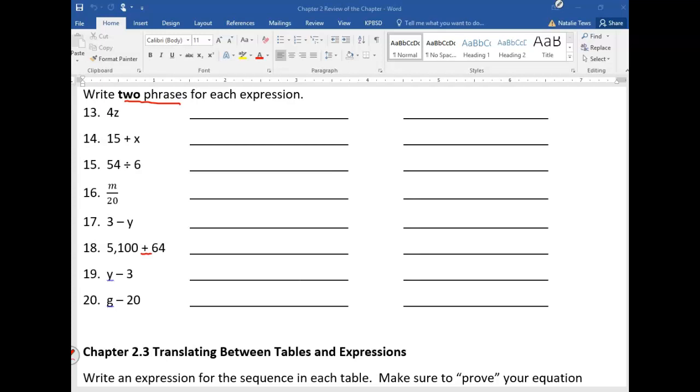So on this one, I'm going to choose 5,100 plus 64. That's one I could do with words. I could say, what's another one on that chart that doesn't get used a lot? The sum of 5,100 and 64. Okay?